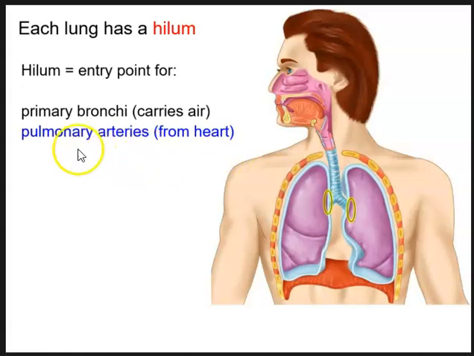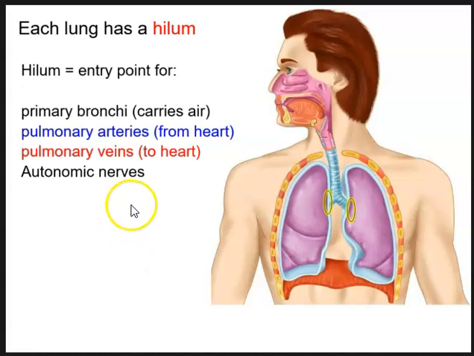from the heart. Again, pulmonary arteries are the only arteries in the body that contain deoxygenated blood. So these pulmonary arteries are transporting deoxygenated blood from the heart going towards the lungs. And then we have pulmonary veins being the only veins in the body carrying oxygenated blood, and this blood will go towards the heart, specifically the left atrium.